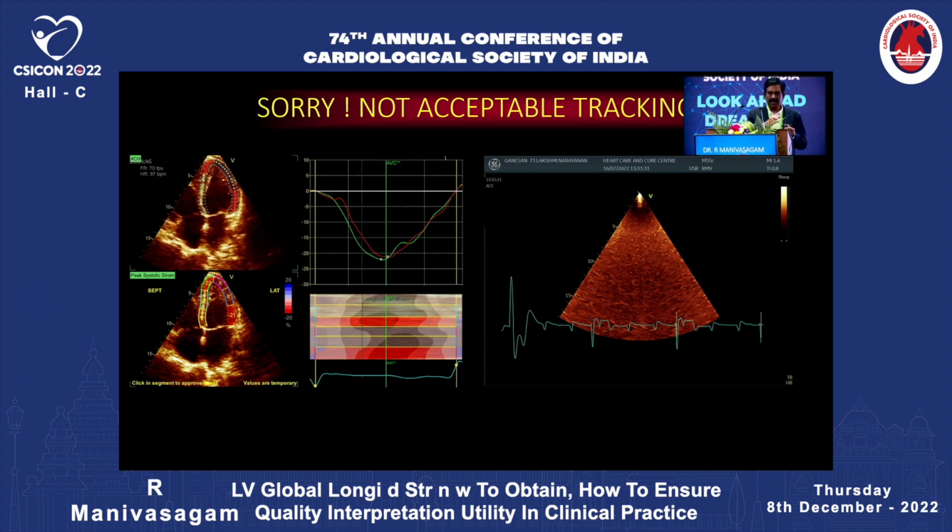TAPSE and MAPSE are angle dependent. This is not angle dependent. Moreover, this tells you only that a particular portion of that segment is analyzed. Here, the overall performance is analyzed.